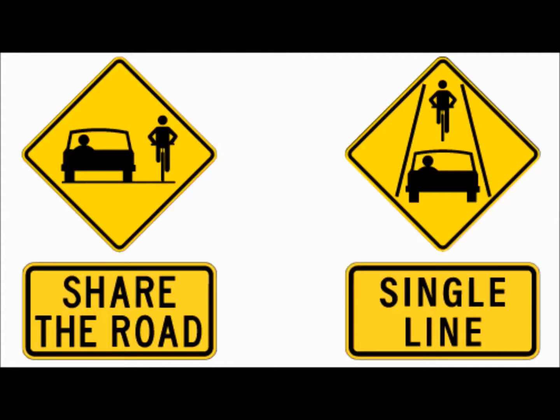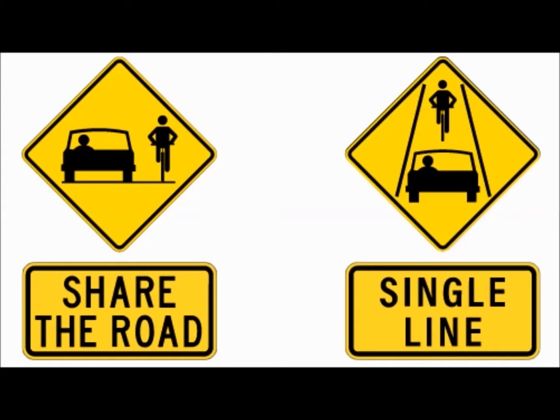Shared use. Image description. A yellow diamond with a black border. In the center is a silhouette of a car and a silhouette of a bicycle, one on the left, one on the right. Below it, a yellow rectangle with the black text, "Share the road," warns motorists to provide space for cyclists.